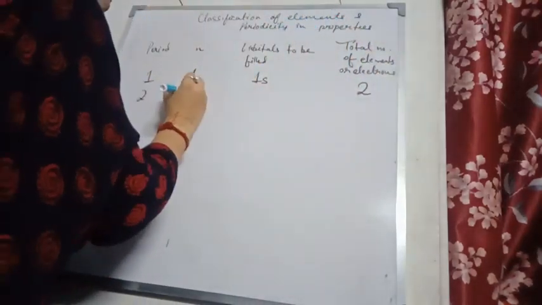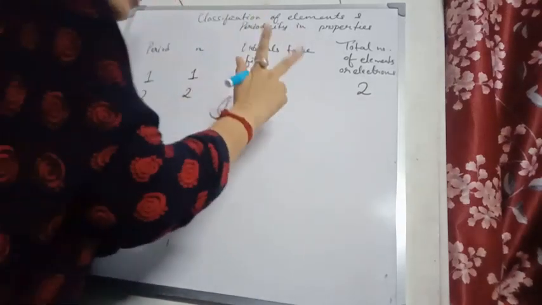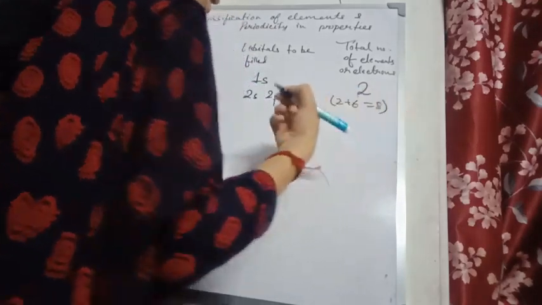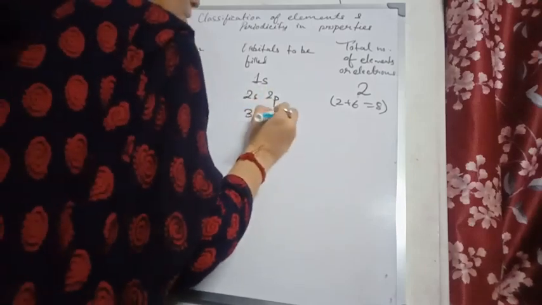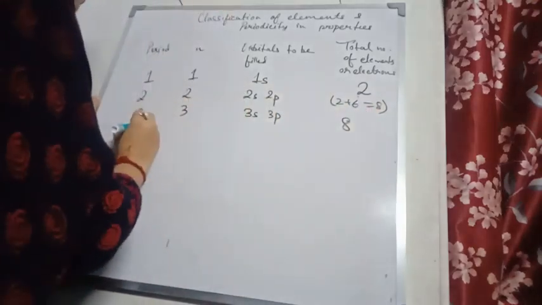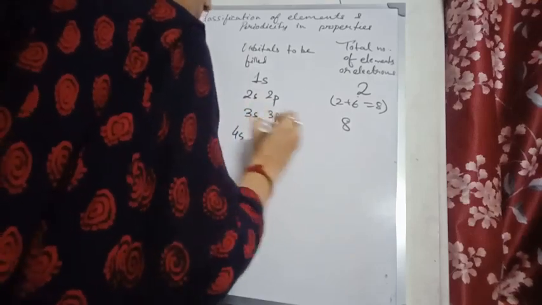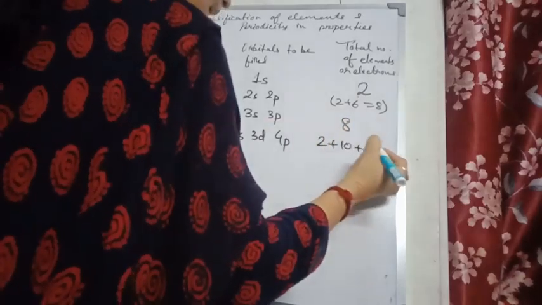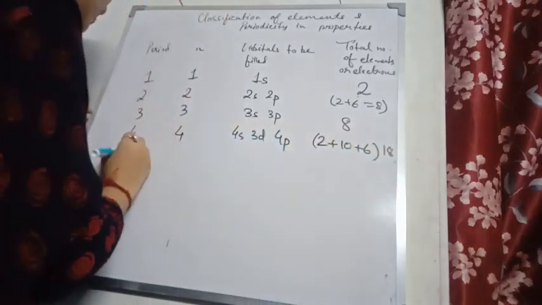Period 2, orbitals to be filled are 2s, 2p. S has maximum 2, p has maximum 6. So 2 plus 6, 8. We have 8 elements or 8 electrons. Third period, orbitals are 3s, 3p. Here also we have 8 elements or 8 electrons. Fourth period, the orbitals are 4s, 3d, 4p. S has maximum 2, d maximum 10 and p maximum 6. So overall we have 18 elements or 18 electrons.